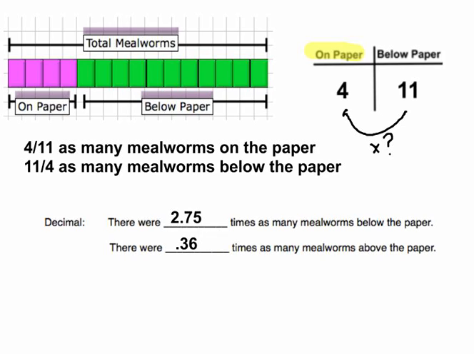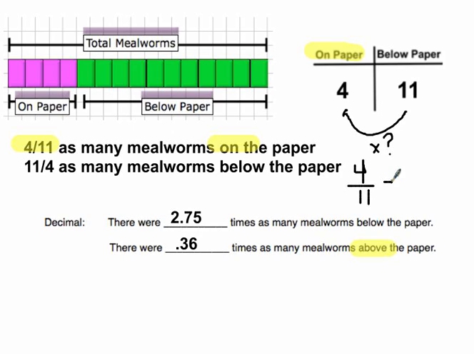And just to check that again, if I took 11 and multiplied by 0.36, I would get 4. Now if we look back at our fractional relationship, 4/11ths as many mealworms were on the paper. So we can see on the paper, above the paper, so we're talking about this relationship. So just represent 4/11ths as a decimal number.